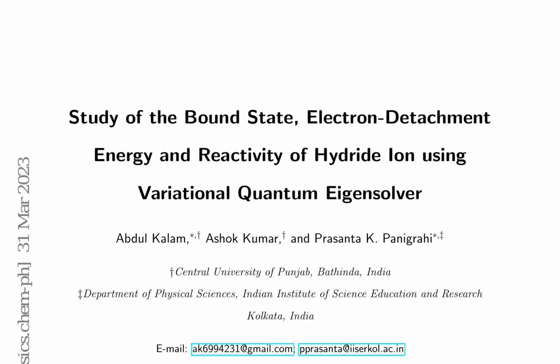For smaller molecules such as the hydride ion, the Jordan-Wigner mapping procedure is employed, where the number of qubits equals the number of spin orbitals. However, for larger molecules like H2O, the parity mapping is utilized, offering the advantage of reducing the number of qubits by leveraging the parity basis with Z2 symmetry.